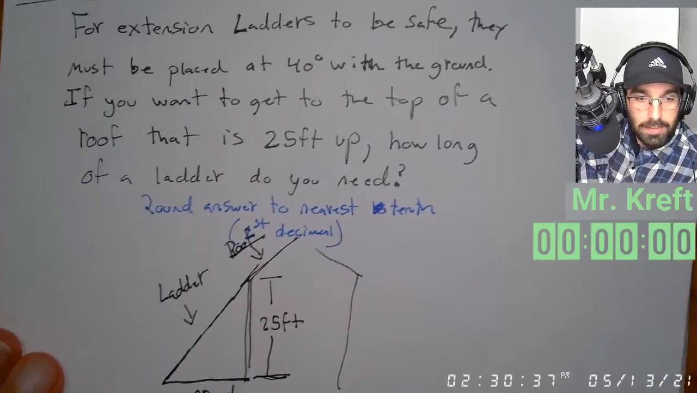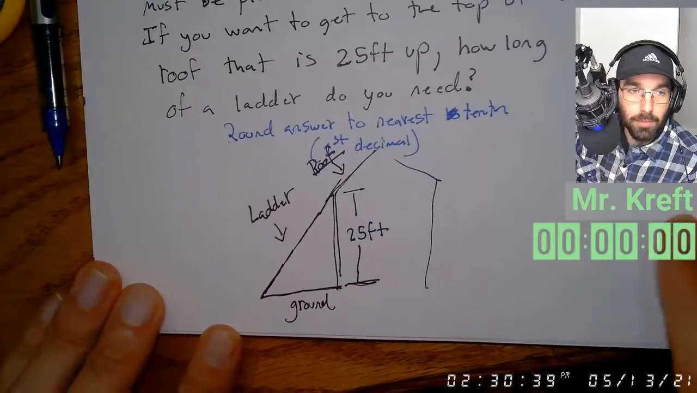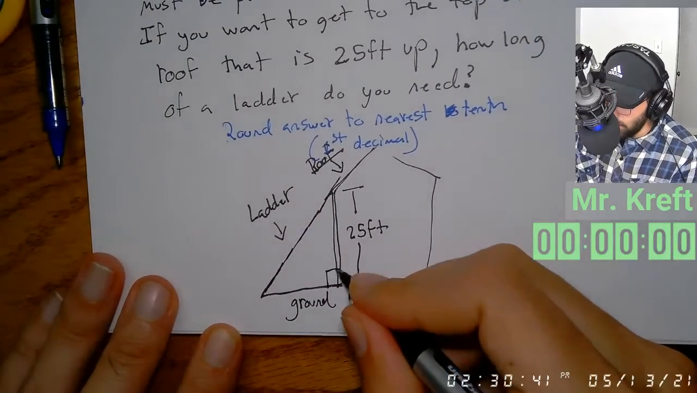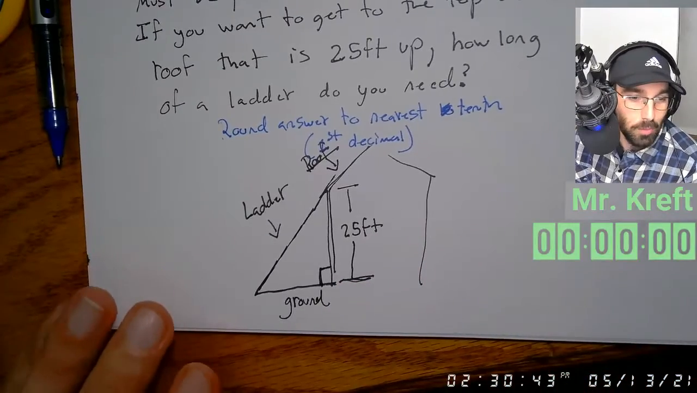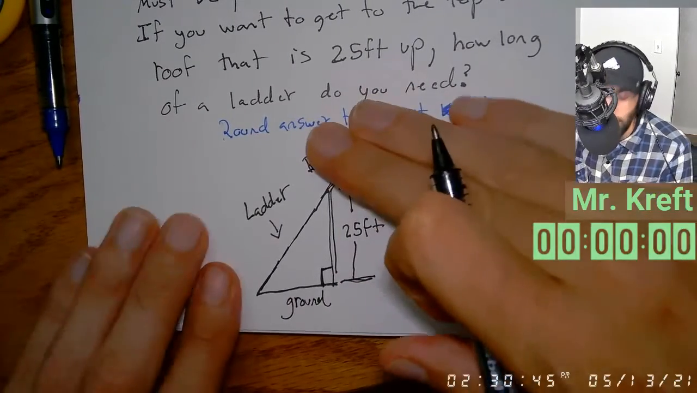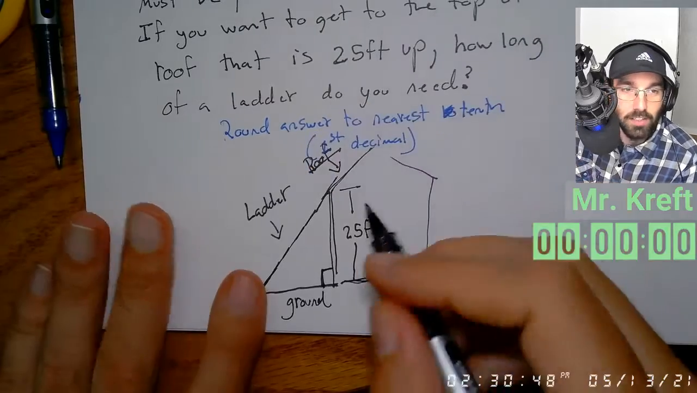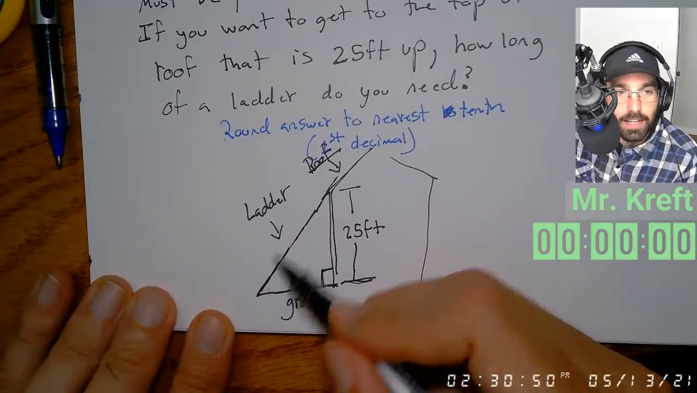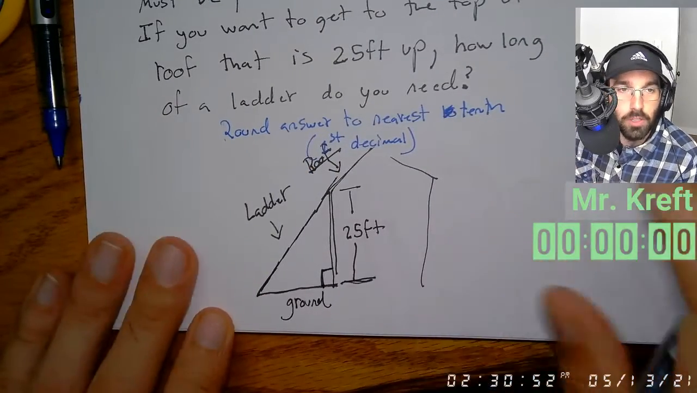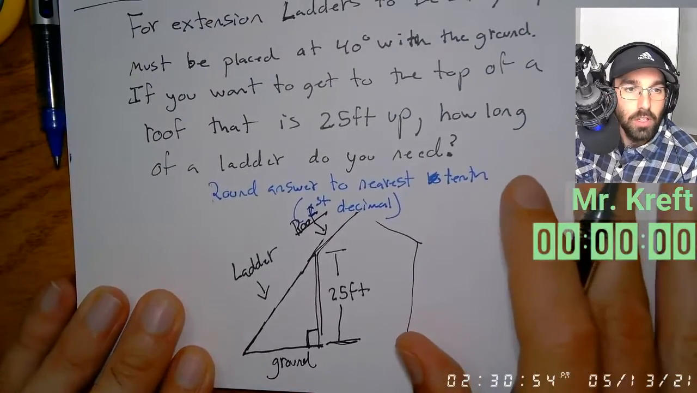Notice how I have made a complete image, and there should be a right triangle in it. There's always going to be a right triangle in it. So if you just drew the right triangle, you'd be totally fine. But the problem says I have a ladder going up to a roof, and it's 25 feet up. Now let's see what else we know.